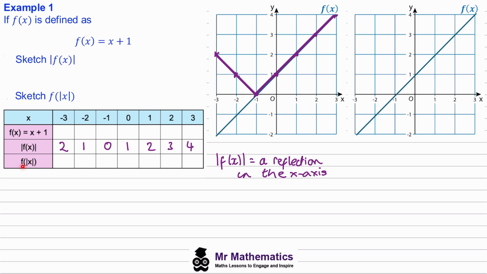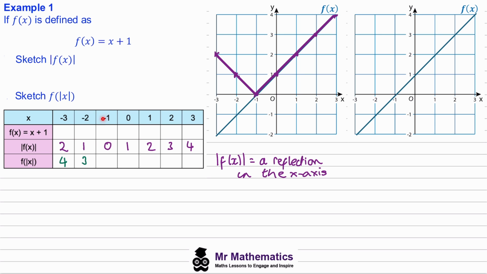And if we look at the function of the modulus of x, well, this is where we take the modulus of the x values, not the function. So if we take the modulus of negative 3, we get positive 3, and then we get 3 add the 1 to make the 4. If we take the modulus of negative 2, we get positive 2, and then this becomes 2 add 1 is 3. What do you think the next few points will be?